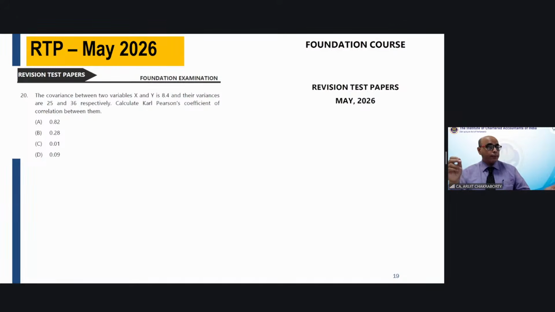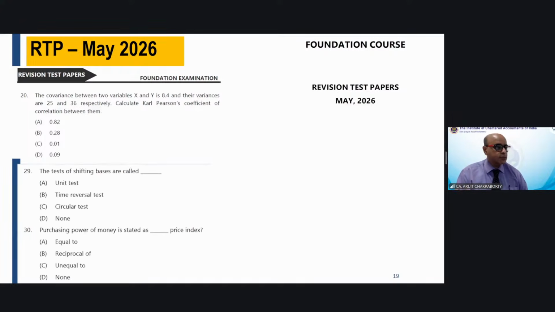So now my Karl Pearson's coefficient will become 8.4 divided by 5 into 6. That means 8.4 divided by 30. Let me just work it out. चलिए 8.4 करते हैं. 8.4 divided by 30. Okay, I'm getting 0.28. I will go for option B. So Karl Pearson's coefficient of correlation is not much, positive, but only 0.28. That is 28%.